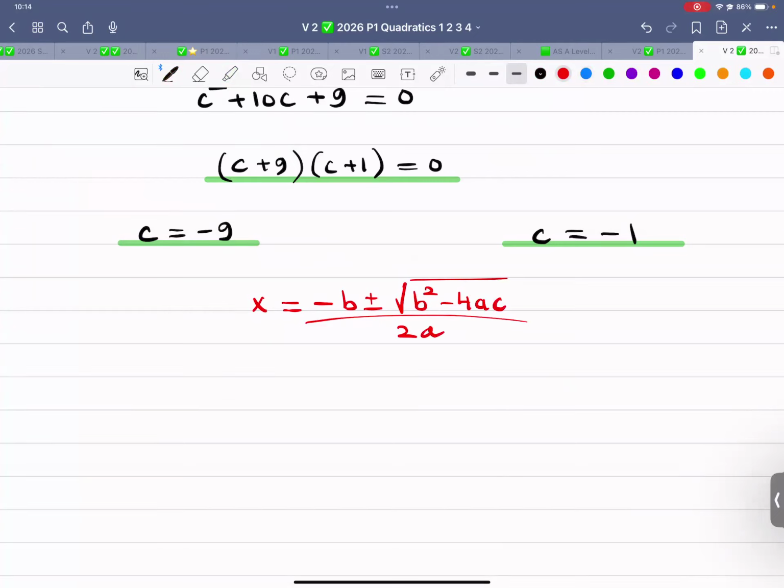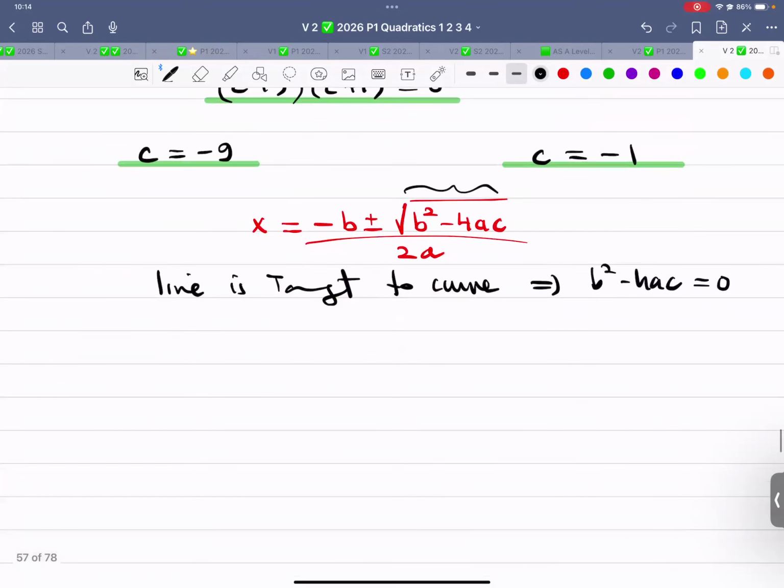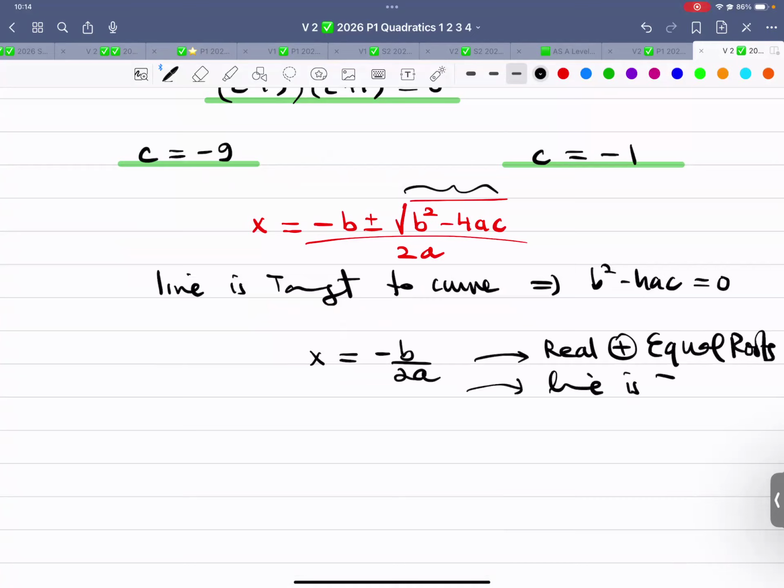Now, when it says that the line is tangent to the curve, and the condition is b squared minus 4ac equals 0, this thing will disappear. So x is simply minus b over 2a. Got the idea? This only happens when we are talking about real and equal roots. This only happens when we talk about a line tangent to the curve. Because if the line is tangent to the curve, there will only be one value. So for each value of c, there will be one value.